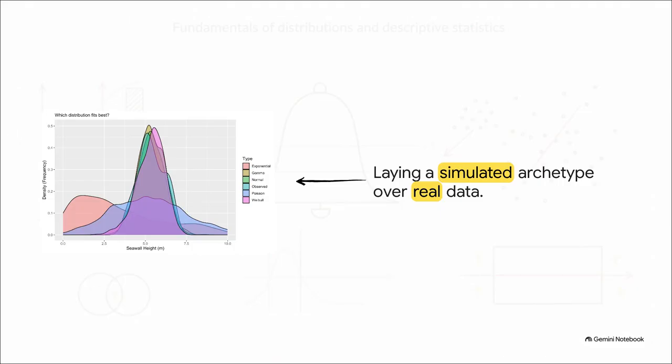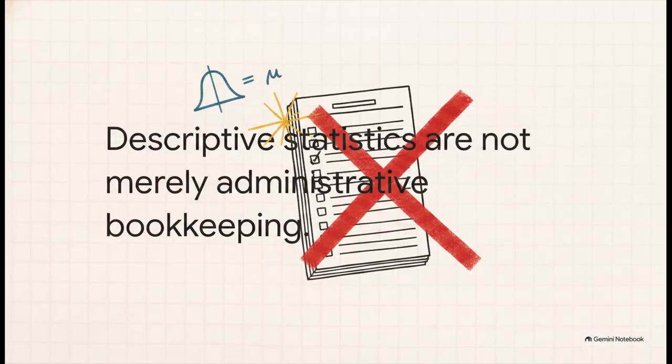Once you know your shape, you can start comparing it to named distributions. These are basically archetypal shapes generated from just 1 or 2 statistics. Think of your classic normal bell curve, a skewed Poisson, or an exponential decay. We take these simulated, perfectly clean archetypes, and we lay them right over our messy, real-world data to see which one it actually resembles. And right here is the critical mistake that so many people make.